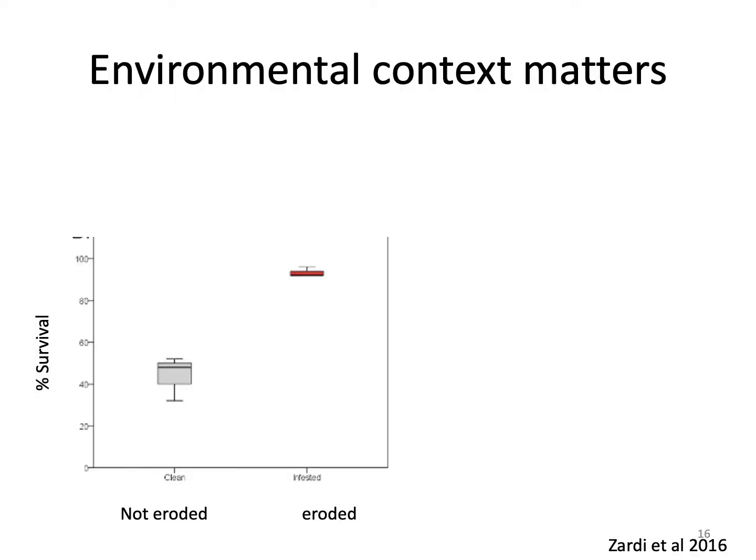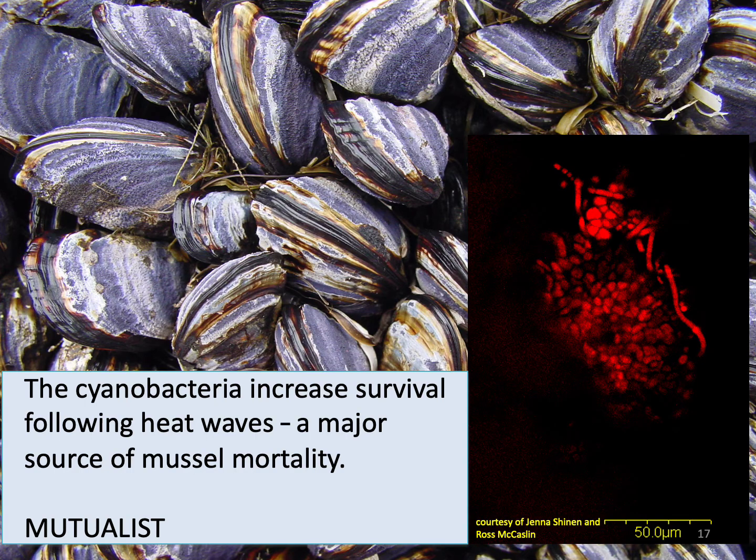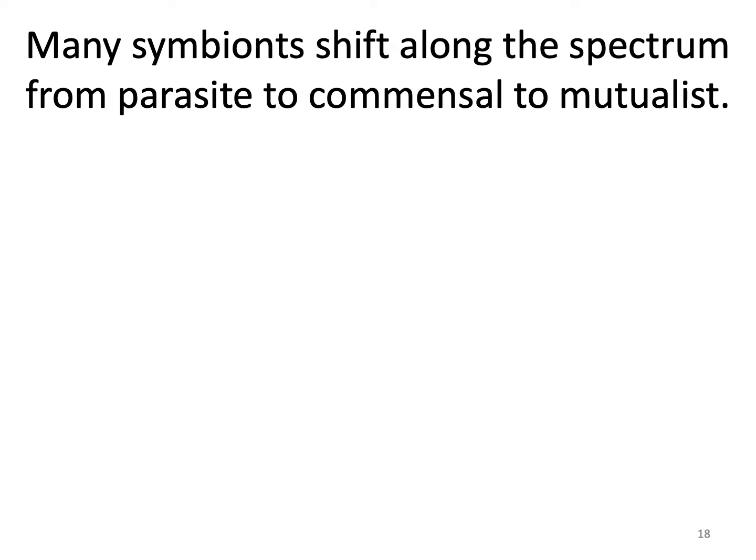But environmental context matters here and in many, many systems. If we look at percent survival during heat waves, eroded mussels survive at a higher rate than non-eroded mussels. So the cyanobacteria parasite actually really increases survival of mussels following heat waves, which is a major source of mussel mortality. So in this case, those cyanobacterial symbionts would be considered mutualists. And just like the cyanobacteria and mussel system, many symbionts shift along that spectrum from parasite to commensal to mutualist, and it varies depending on environmental context.